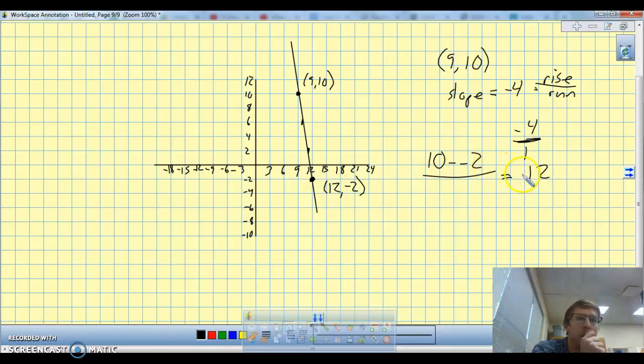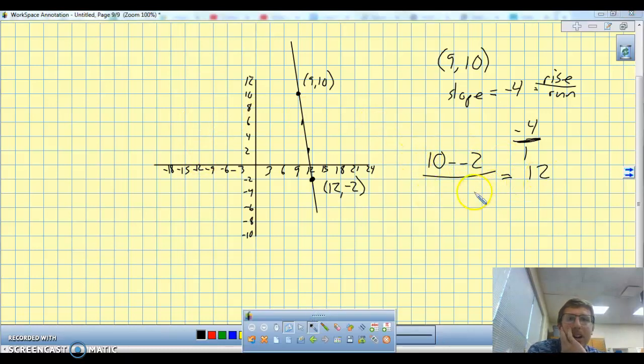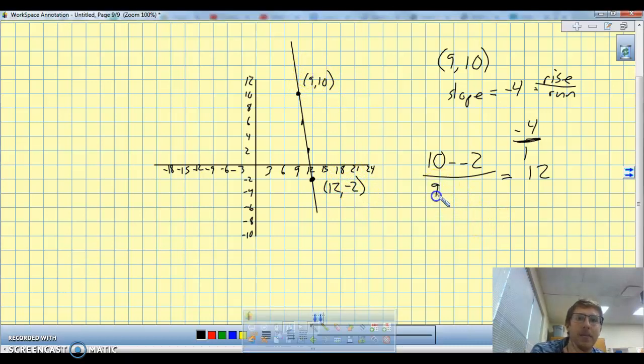Okay, and we're going down 12, so that'd be -12. Now I know this problem doesn't show that, so I'll leave that negative out for now, and I'll show you in a second why you don't have to worry about that. Since we did 10 minus negative 2, we now have to find the change in x. 9, and we're going to take 9 minus 12, right?